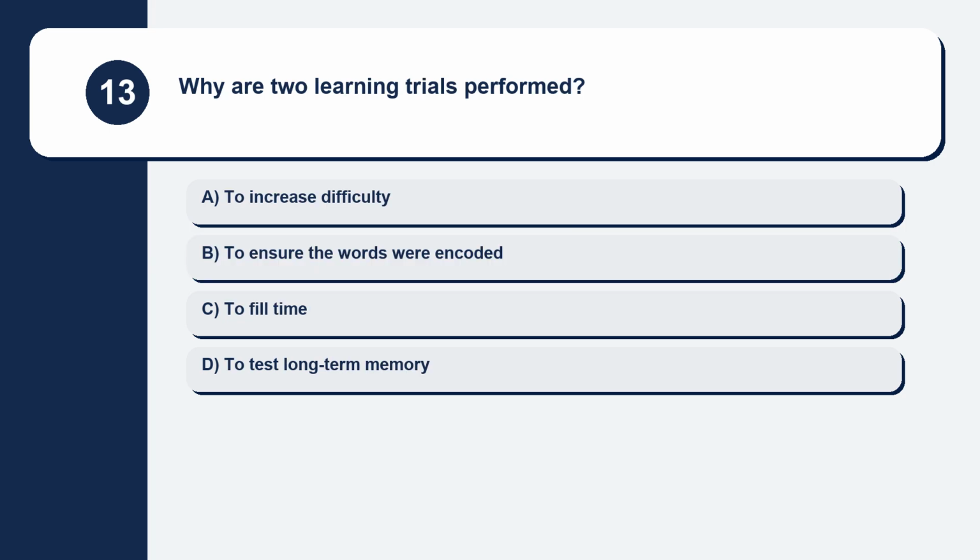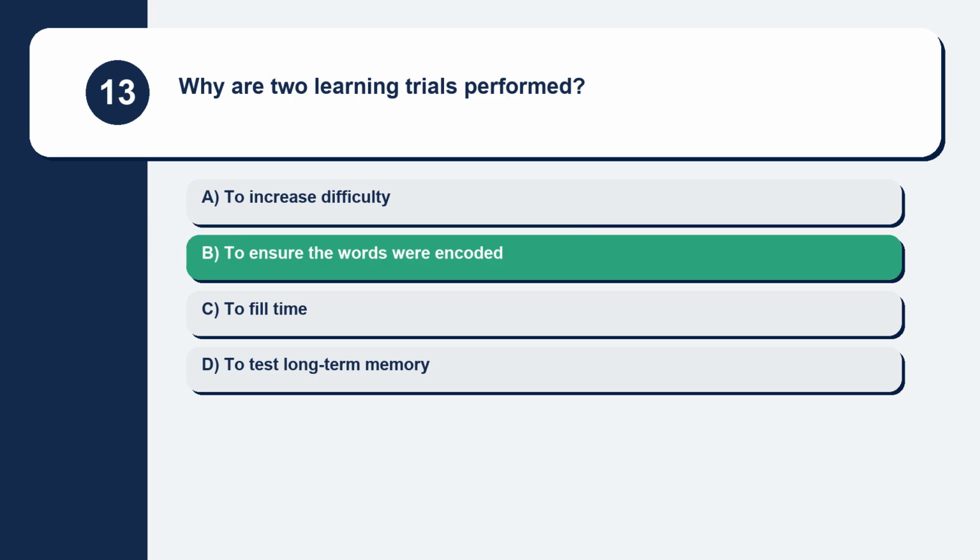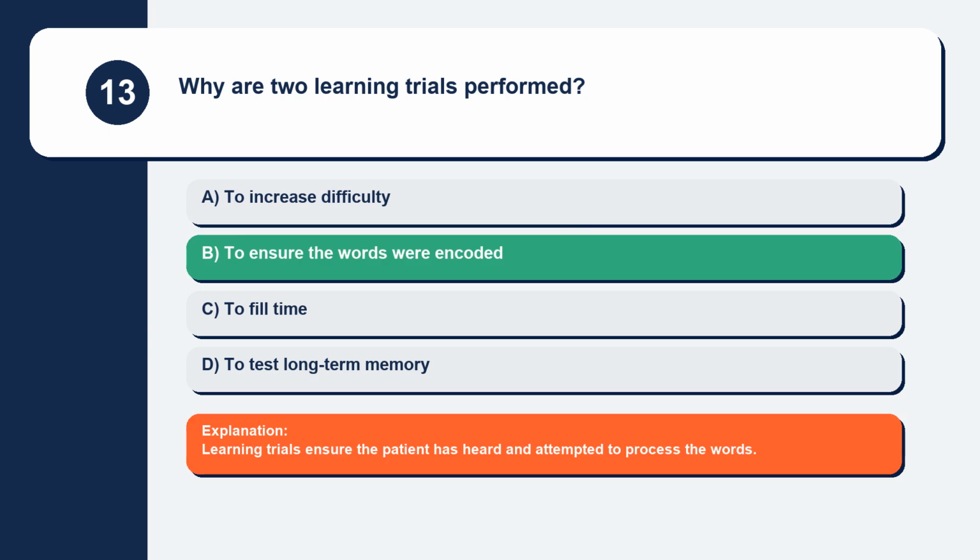Question 13. Why are 2 learning trials performed? To increase difficulty. To ensure the words were encoded. To fill time. To test long-term memory. Learning trials ensure the patient has heard and attempted to process the words.